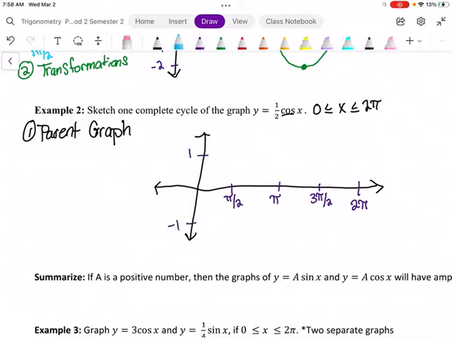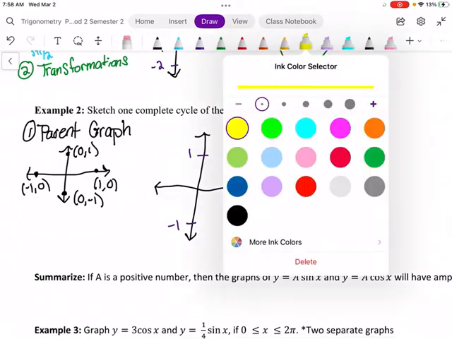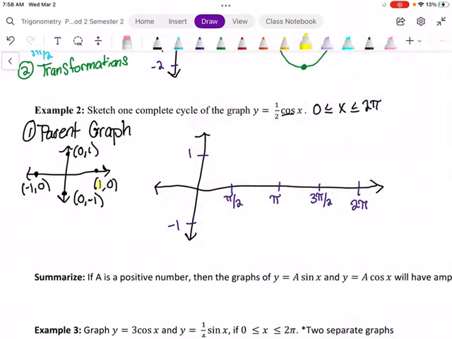All right, so starting with our parent graph, we're still going to be using those points from our unit circle. And remember, cosine is now going to be our x-coordinate point. So instead of using the y, we're using the x. And if you just want to draw it once and then reuse the same one each time, that is okay. So now we're using these x values to graph our parent graph.